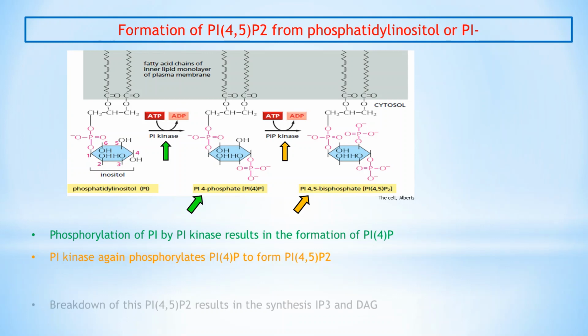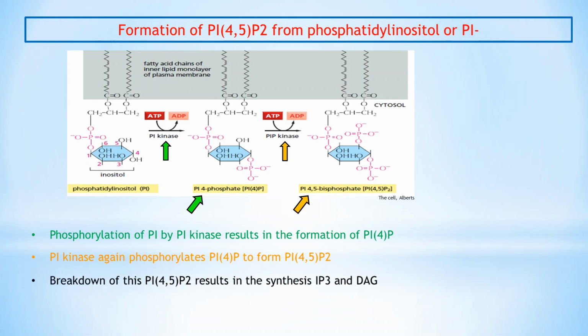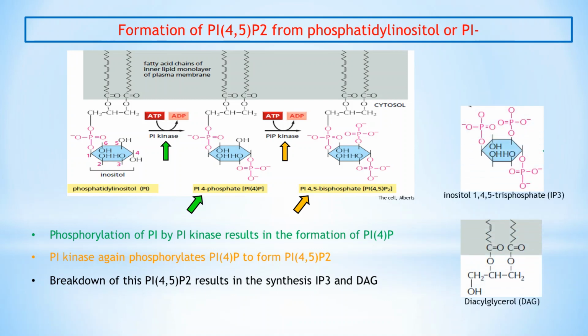Breakdown of this PI4,5P2 results in the synthesis of inositol 1,4,5-triphosphate or IP3 and diacylglycerol or DAG, which I will discuss in detail in the next animation. Here are the structures of IP3 and DAG. This PI4,5P2 is the least abundant phospholipid, that is about 10%, and also the lipid, that is about 1% in the plasma membrane.